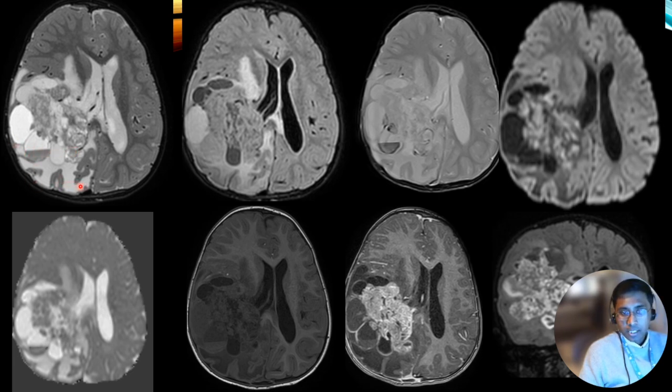What we can see is there are some fluid levels within the mass along the lateral aspect, and it is causing a large area of surrounding edema on the FLAIR as well as on the T2. In the diffusion, we can see that the central solid portion of the mass is showing diffusion restriction.